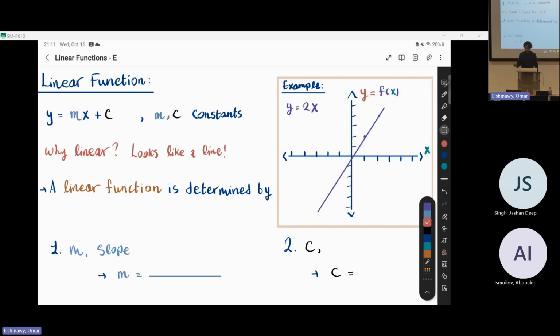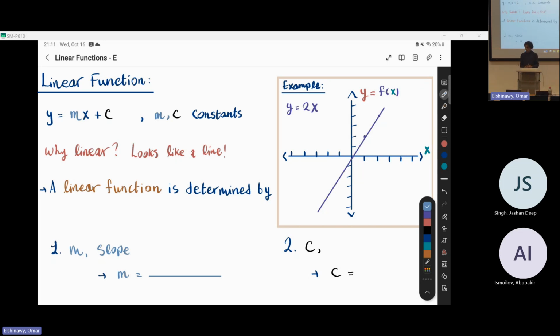Yes, almost. So that is something. And about this function, we can say that with each step in x, we move 2 steps in y. So that is the first thing that determines the function. It's a slope. And in this case, the slope is 2, because it's the rate of change of y with respect to x. That's how we conceptually understand it.